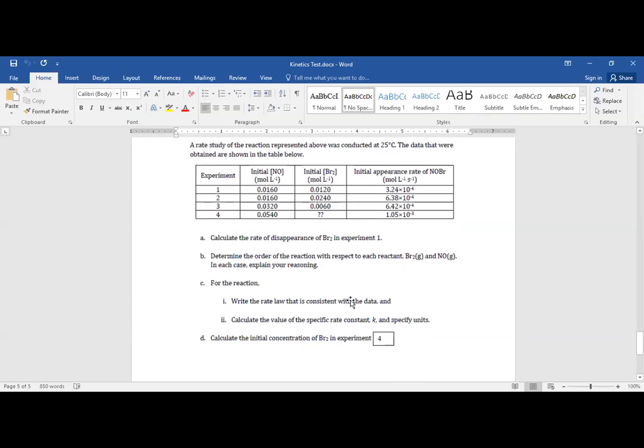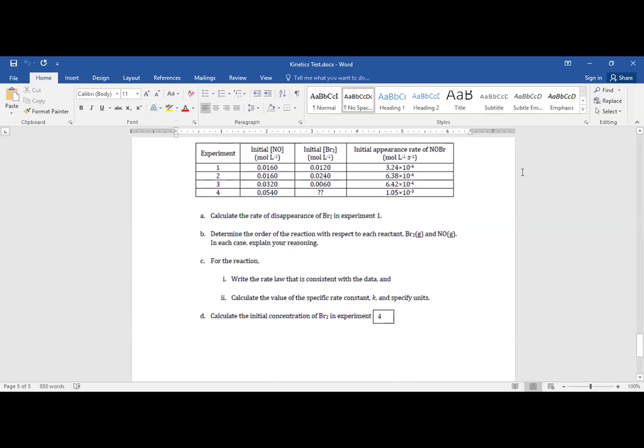Br2 is first order, NO is second order. So the rate law is rate equals k [Br2][NO] squared, that's C-I. And then for C-II, the value is 10^4.49, 10^5 is fine. And the unit would be 1 over molar squared seconds. And question 4, 0.00343 molar. Oh, sorry, 0.00343 molar, not molar per second.